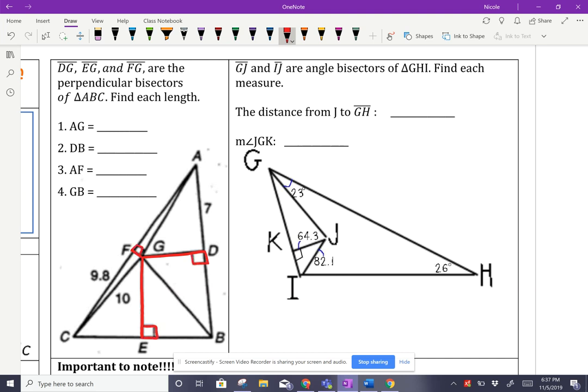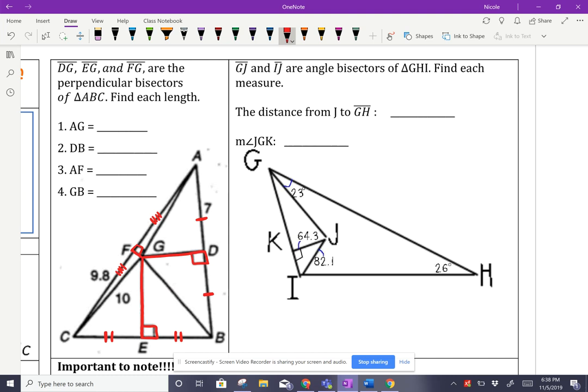And what else do we know about perpendicular bisectors? That means they're hitting at the midpoint. So AD is congruent to DB, EB is congruent to CE, and AF is congruent to FC. So I like to go through and go ahead and mark up my triangle as much as I can to give myself all the information available.